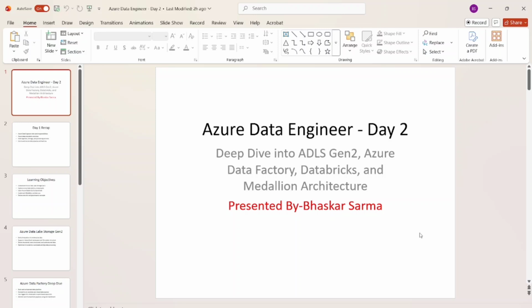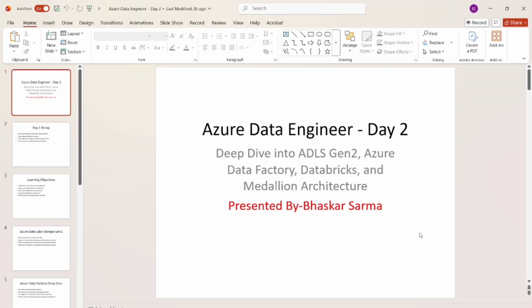In this series I am going to simplify Azure Data Engineering concepts and help you build a strong foundation through practical examples and real world scenarios. So friends, in day 1 we explored the role of a data engineer and the Azure data engineering ecosystem, key data services, and a high level view of an end-to-end Azure data pipeline. So today we will take a deeper dive into the core services used to build a modern data platform on Azure.